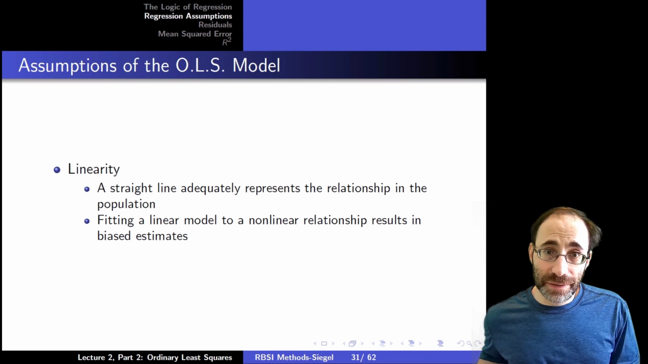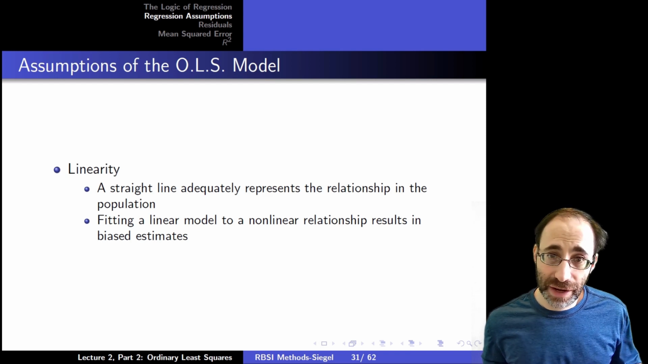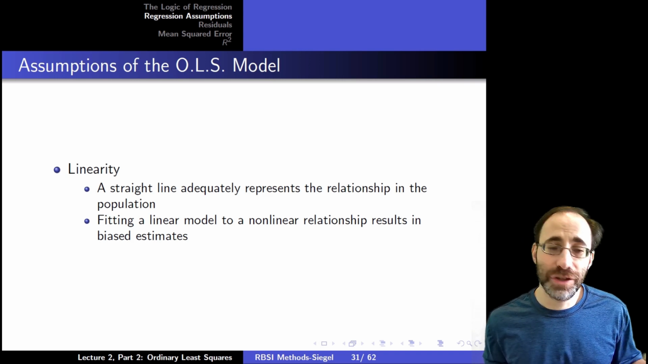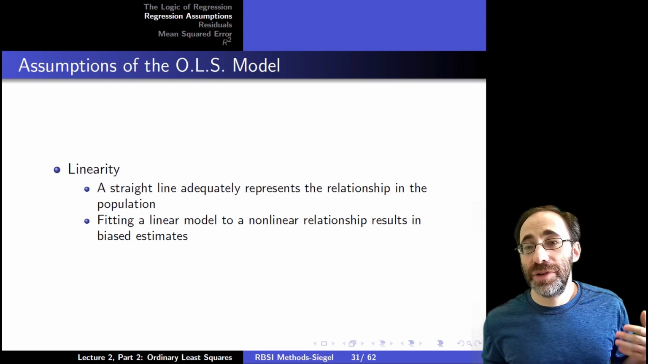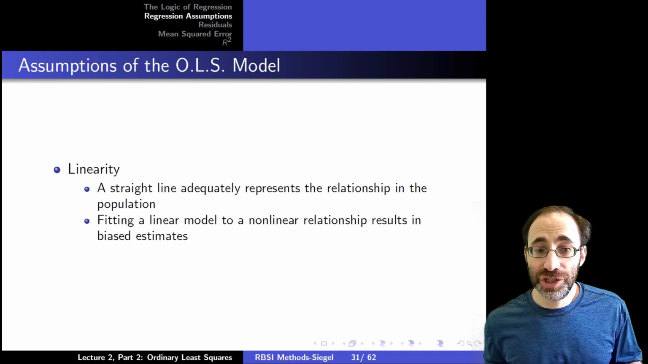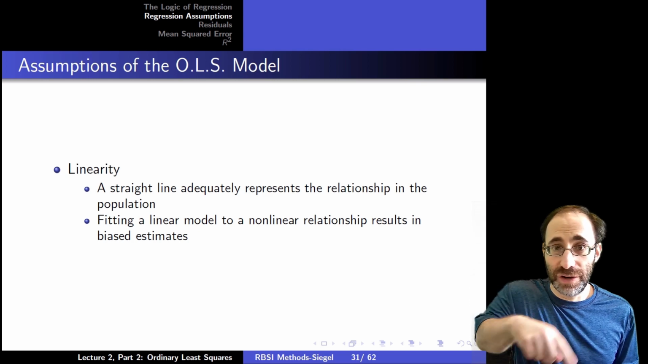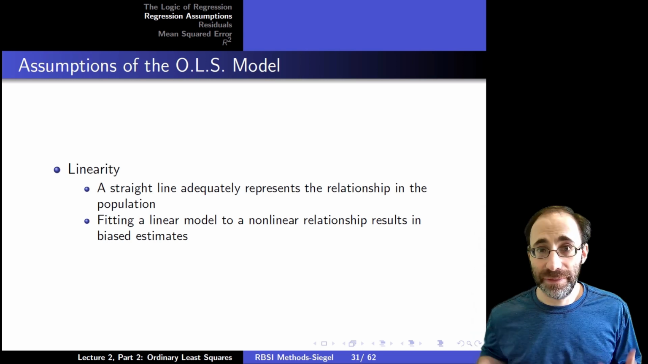So, the ordinary least squares model, or OLS, assumes linearity. It assumes that we can write an equation like y equals alpha plus beta x, or y equals alpha plus beta 1 x1 plus beta 2 x2, or however many variables you want. We're assuming we have a linear model. We're assuming that a straight line adequately represents the relationship in the population. If you try to fit this linear model to a non-linear relationship, like the curvilinear ones we saw before, where it curves and goes downward later, we're going to have biased estimates of our coefficients.